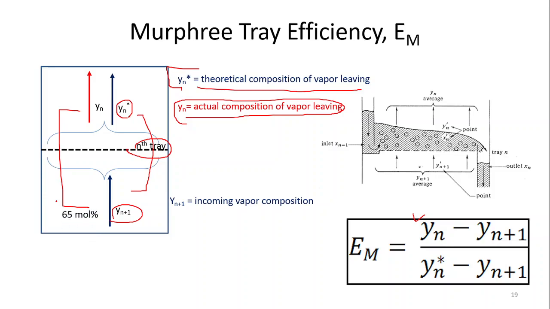Let us take an example. For example, 65 mole percent yn plus 1 is there, and yn star is the equilibrium, which can be 75 mole percent, but actually it is not 75, it is 70 mole percent. So take the difference between these two values, 70 minus 65, which gives the value 5, upon 10. So it comes to be 0.5, that is 50%. So we can say that in this case 50% efficiency of the tray is there.